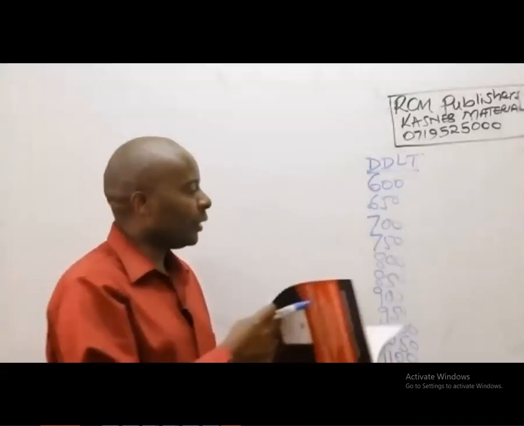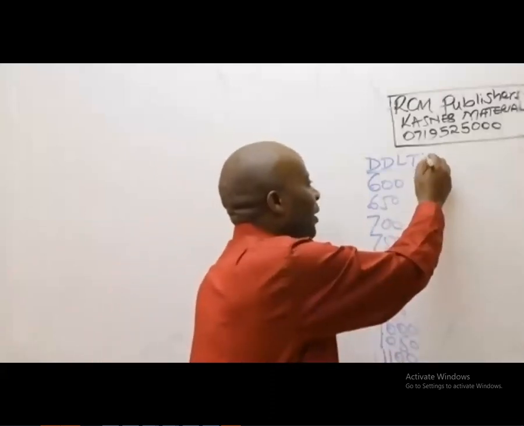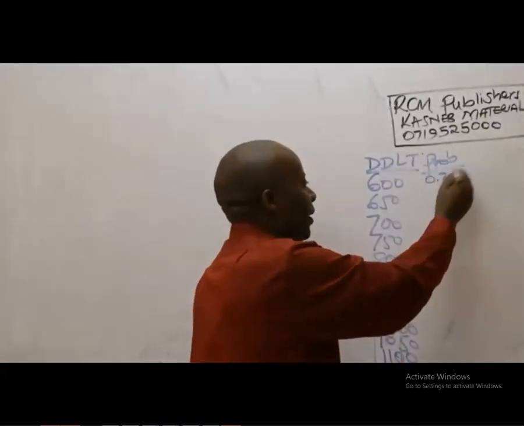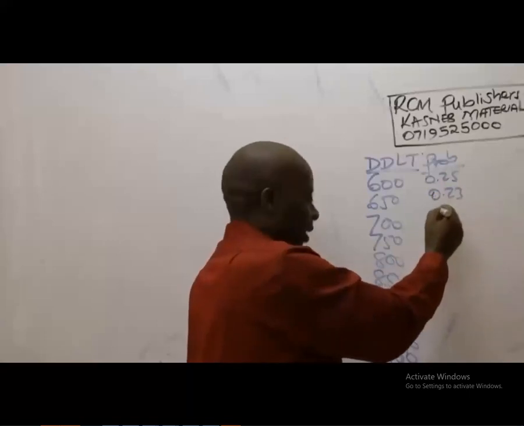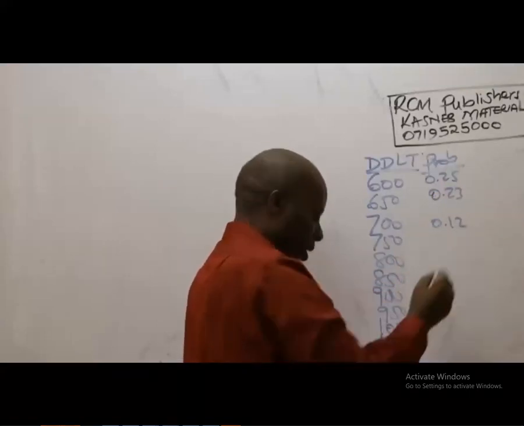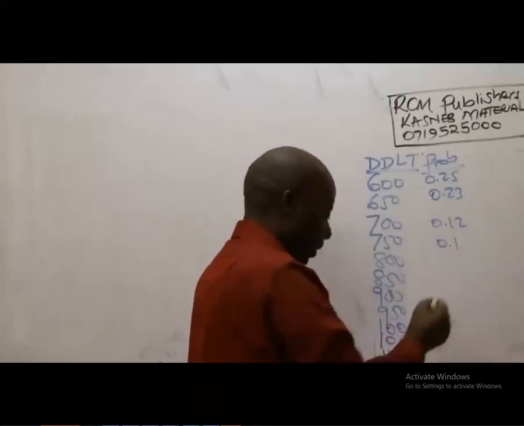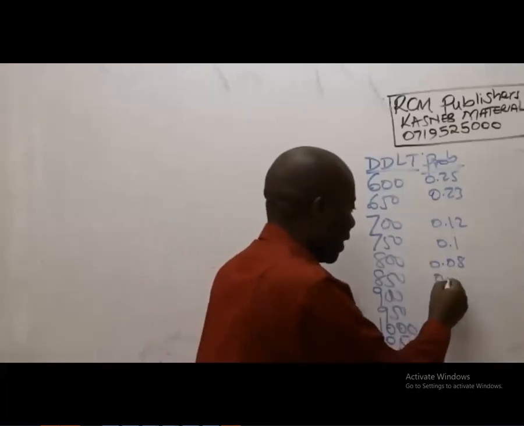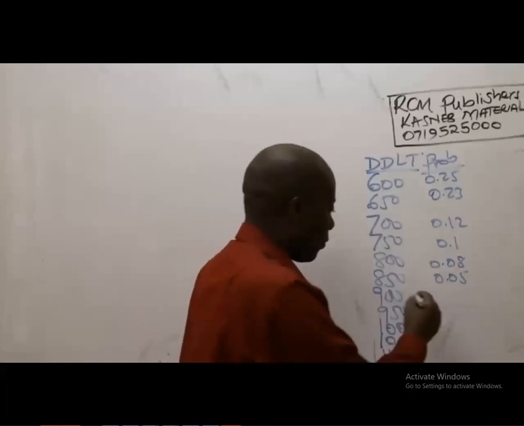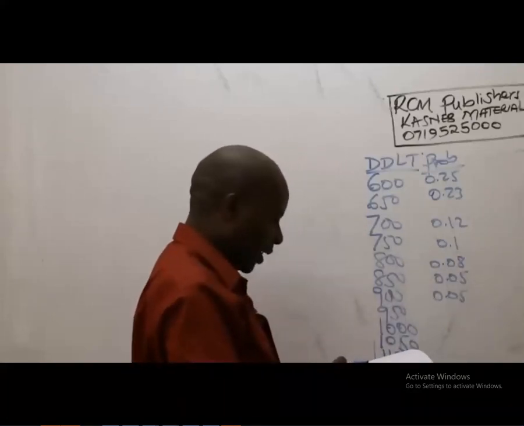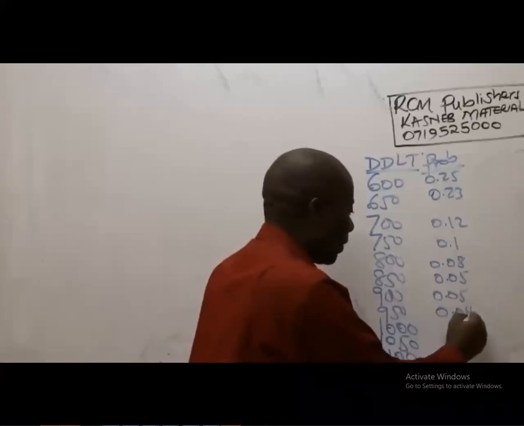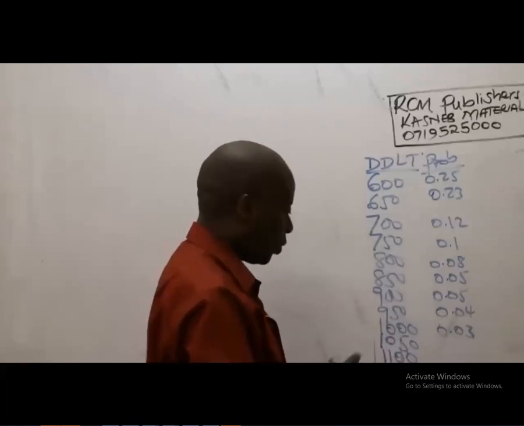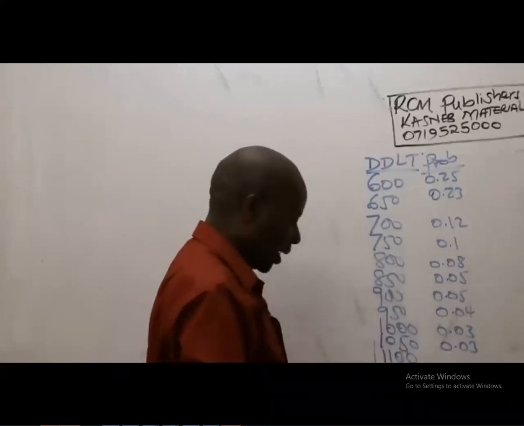How about the probabilities? They have given me the associated probabilities: 0.25, 0.23, 0.12, 0.1, 0.08, 0.08, 0.05, 0.05, 0.05, 0.05, 0.04, 0.04, 0.03, 0.03, 0.03, 0.03, and lastly 0.02.